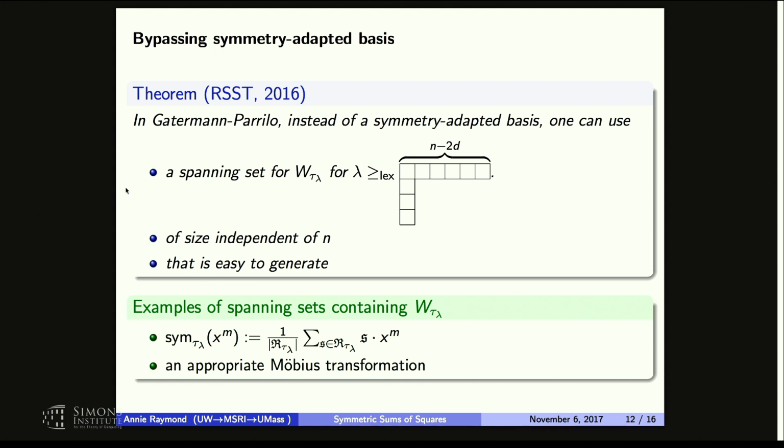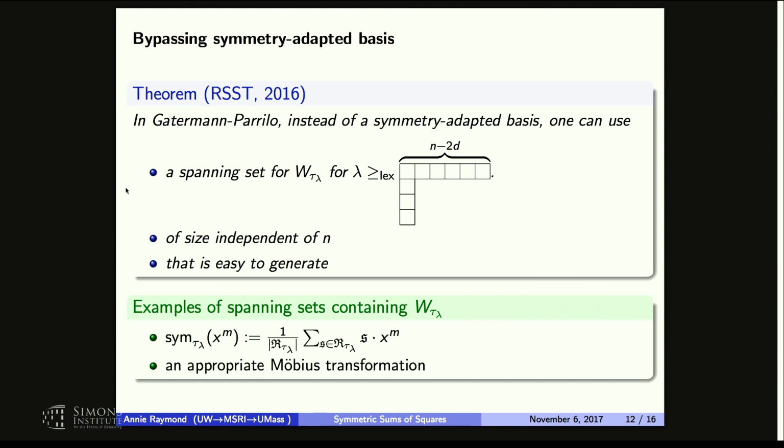And you can take an appropriate Möbius transformation. You get another one for free. Okay, so that's good news. Whenever you are trying to certify the non-negativity of a polynomial over a k-subset discrete hypercube, you can do this in a runtime that is independent of n. It only depends on d, the degree that you need in your sum of squares.